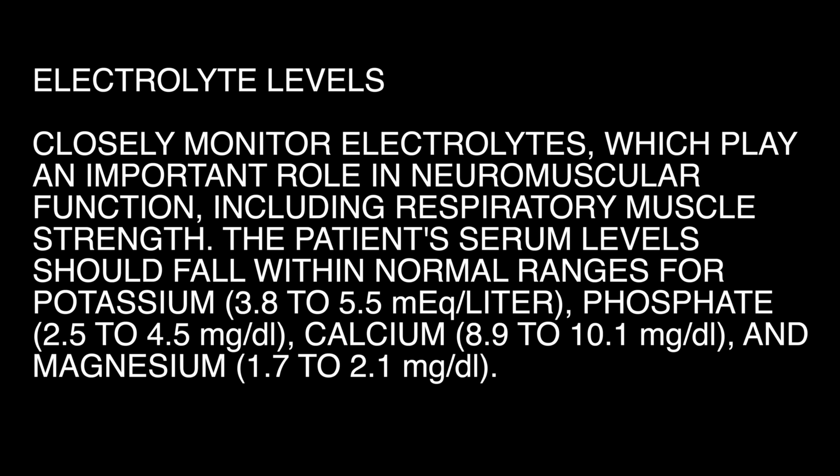Electrolyte levels. Closely monitor electrolytes, which play an important role in neuromuscular function, including respiratory muscle strength. The patient's serum levels should fall within normal ranges for potassium, 3.8 to 5.5 milliequivalents per liter, phosphate, 2.5 to 4.5 milligrams per deciliter, calcium, 8.9 to 10.1 milligrams per deciliter, and magnesium, 1.7 to 2.1 milligrams per deciliter.